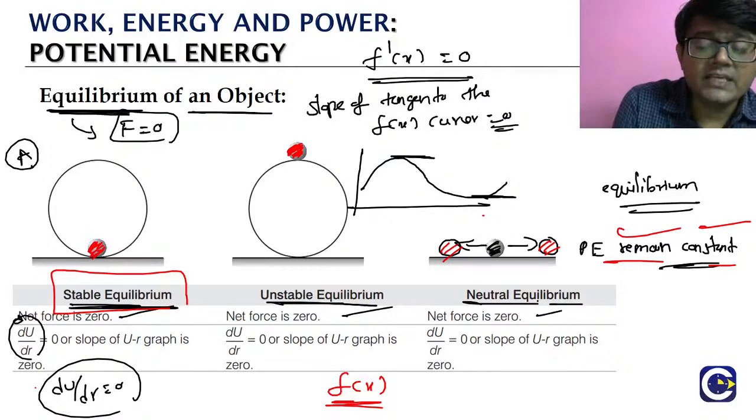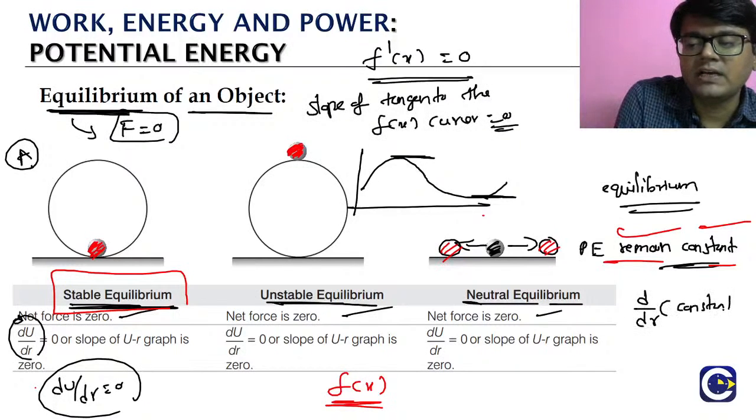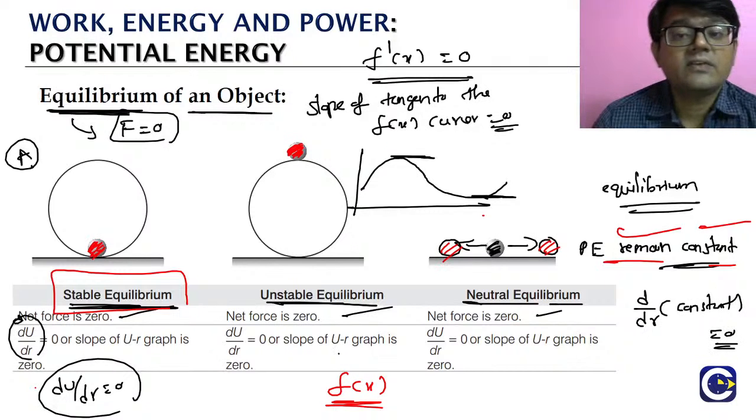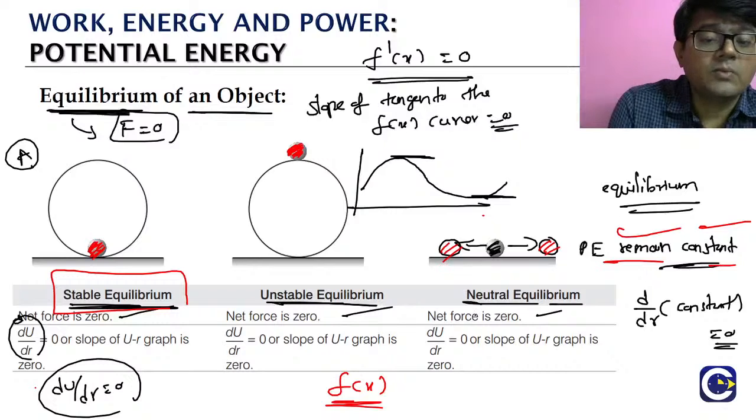When we are having the neutral equilibrium, அங்க the potential energy is constant. See, if potential energy is constant, right, what is the derivative of a constant function? Adi 0 dana. What is the derivative of a constant function? Adi 0. So which means what? In neutral equilibrium also, the du by dr value will be 0.